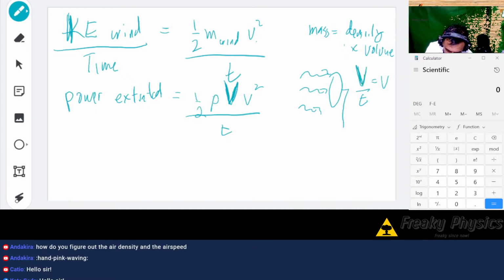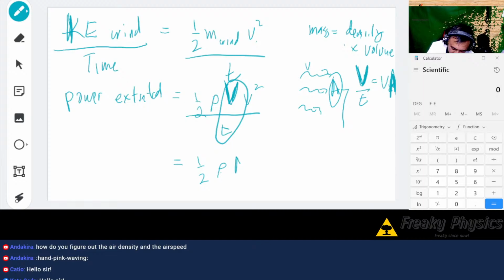So I'll make this bigger. The volume of air per unit time will be equal to the velocity times the area. So small v, this is area. The volume is vA, right? So we can just substitute this V over T with v times A. One half rho A v times v squared, and there we get one half rho A v cubed. Okay. Now remember, this is maximum.